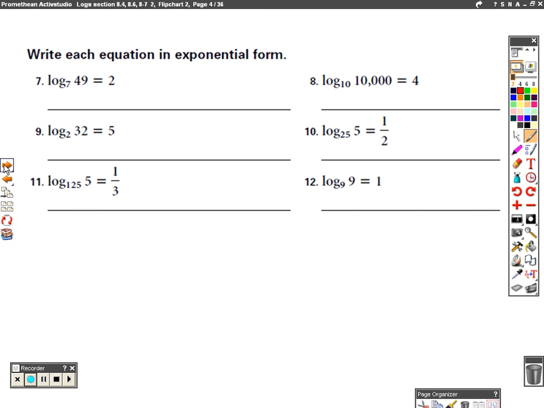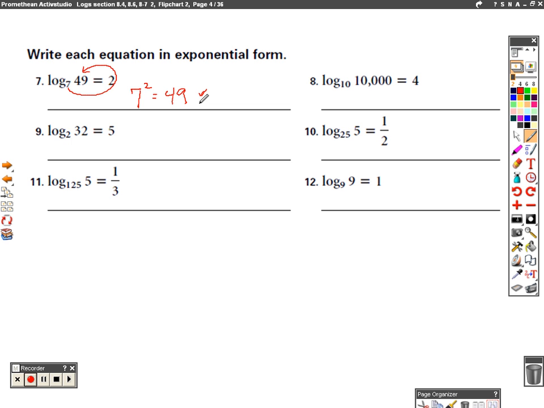All right, so here are 6 problems I want you to try. I will do one more with you really quickly. So I read this. Log base 7 of 49 equals 2. Log base 7, here's my base, 7, to the 2nd power equals 49. And yeah, that should be a true statement. 7 squared is 49. That's a true statement.